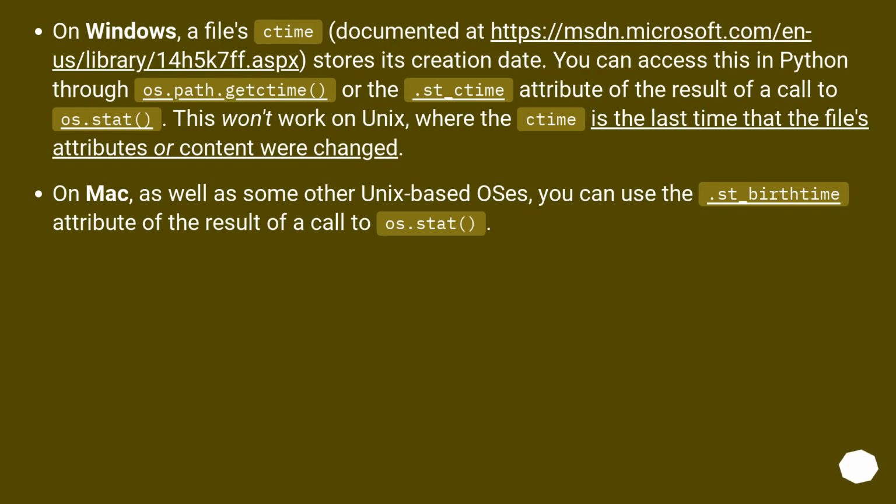On Windows, a file's ctime, documented at this URL, stores its creation date. You can access this in Python through os.path.getctime, or the .st_ctime attribute of the result of a call to os.stat. This won't work on Unix, where the ctime is the last time that the file's attributes or content were changed. On Mac, as well as some other Unix-based OSs, you can use the .st_birthtime attribute of the result of a call to os.stat.